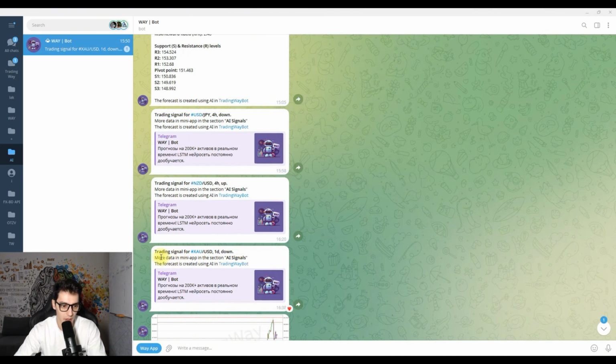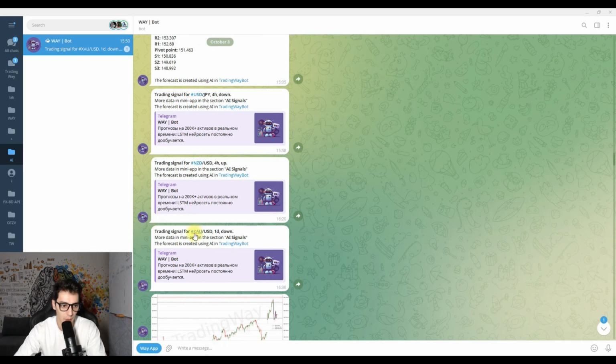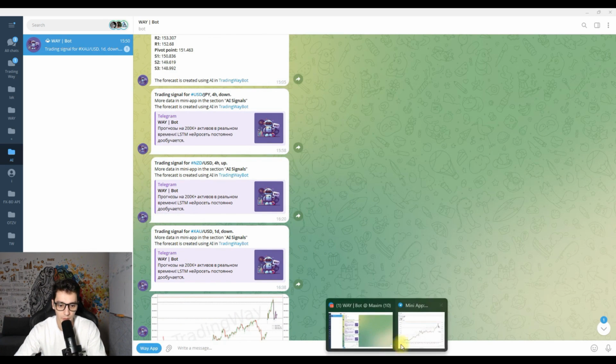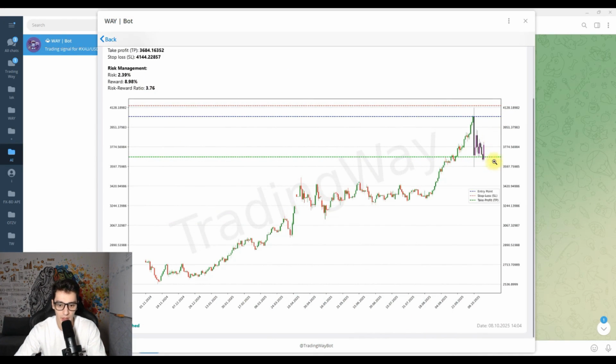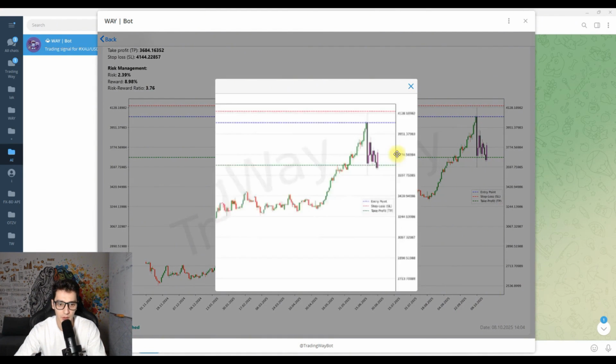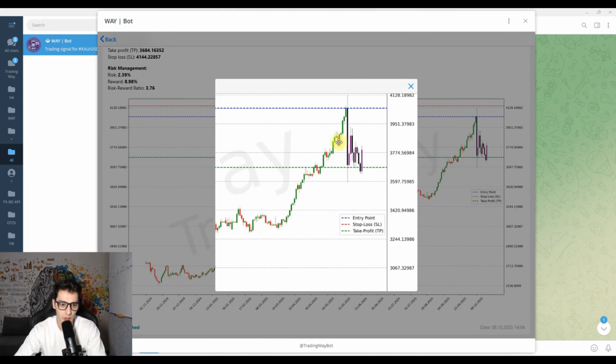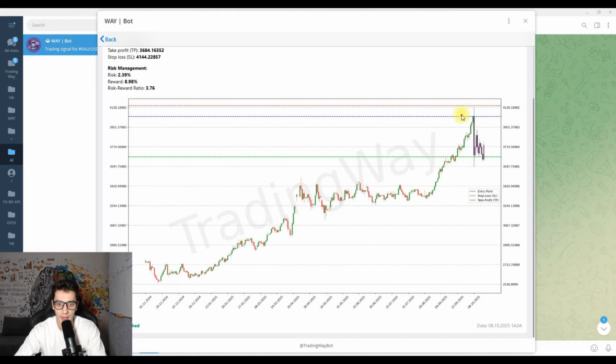Here at 16:38 on October 8th, a signal came in for gold on the daily chart. So that's how this trade happened right now. It's the 10th. Here is the prediction itself, the forecast, the entry point, stop loss, and take profit. The stop loss is marked by the red dashed line, the entry point is the blue dashed line, and the green one is the take profit.